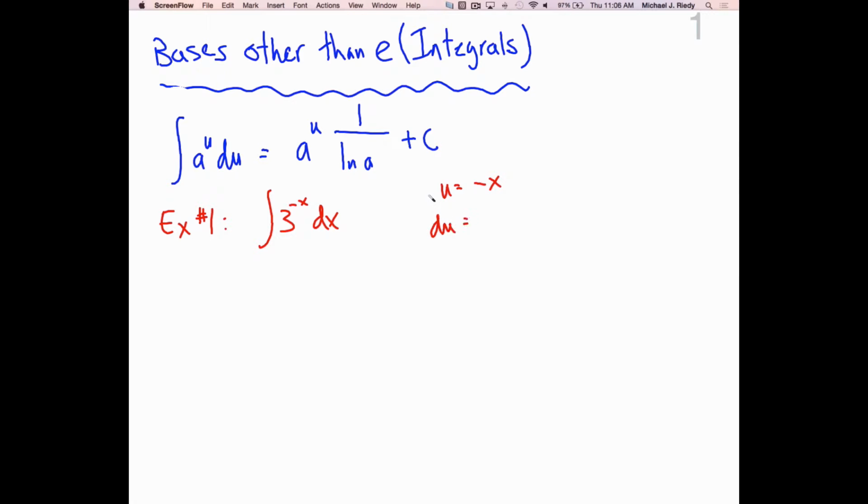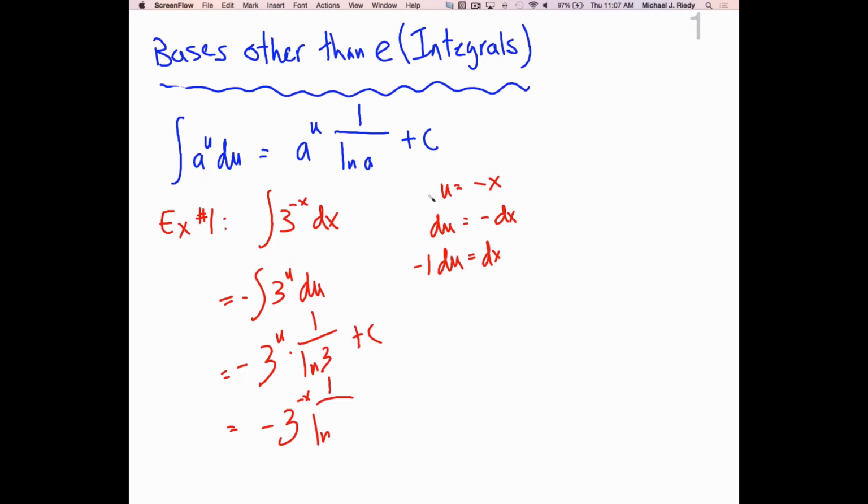Negative x works well, so du is equal to negative 1 dx, so dx is equal to negative 1 du, which means this becomes the integral of 3 to the u power du, but there's a minus sign in front. So again, if you forget the u du, you're going to lose that minus sign. Doesn't seem like a big deal, but it is. So what's the integral of 3 to the u? Here, let's clean that. And then negative 3 to the negative x times 1 over the natural log of 3 plus c. Sub that back in. Okay. So again, still a u du problem.